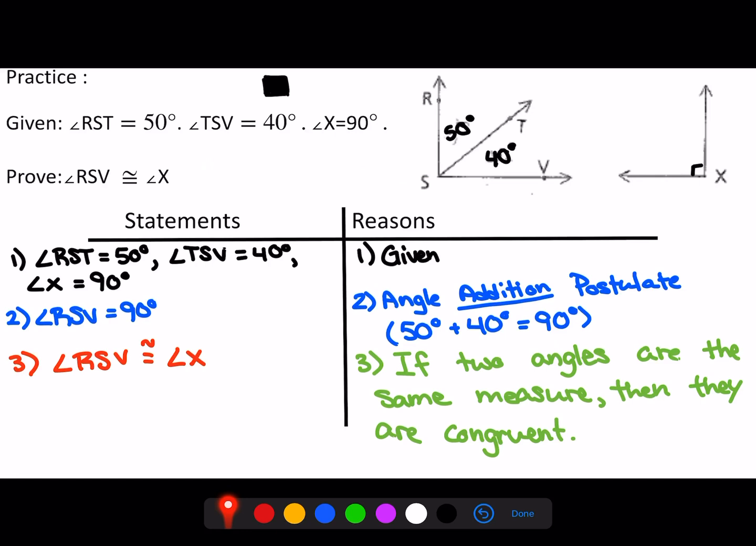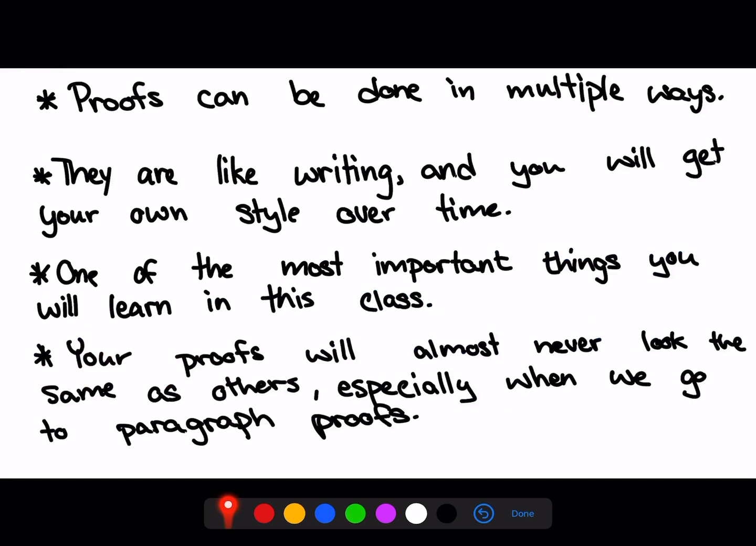Now, just a quick reminder for you guys, proofs can be done in multiple ways. No one's proofs are going to be the exact same as anyone else's. They may have little slight differences here and there. They are like writing, so you will develop your own style as you go. And probably one of the most important things that you'll learn in this class, just because of the logical thinking that will come with this. Because again, you need to have that logic there in order to create these things. Your proofs will almost never look the same as anyone else's proofs, especially when we go into paragraph proofs, because then you're just writing, and it is your own writing, of course.